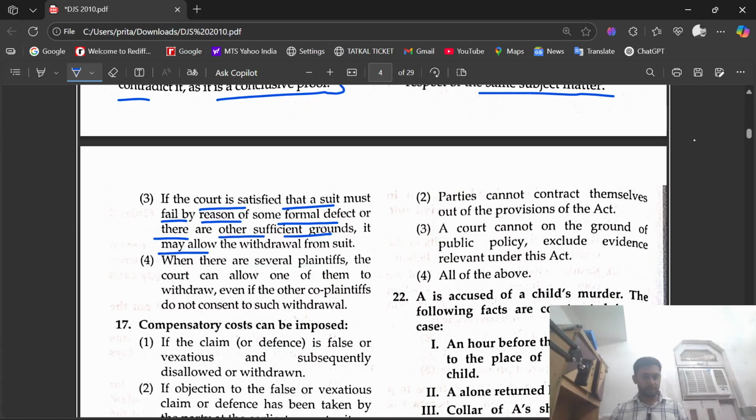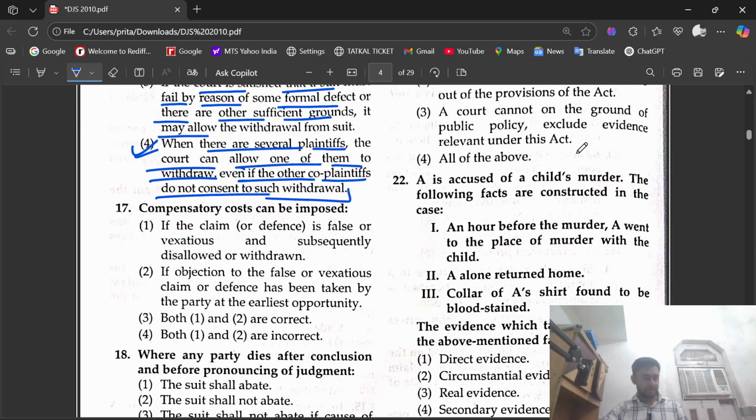The right option of question number 16 is option 4, that is, when there are several plaintiffs, the court can allow one of them to withdraw even if other co-plaintiff does not consent to such withdrawal. Question number 17.